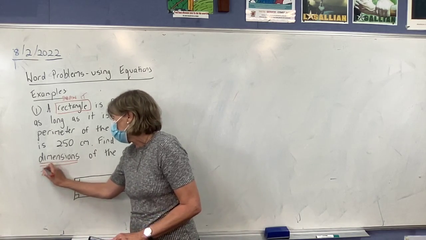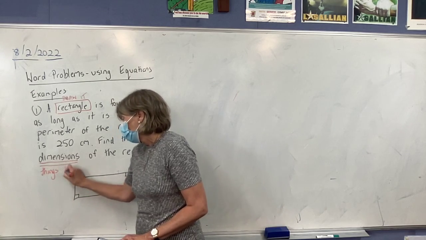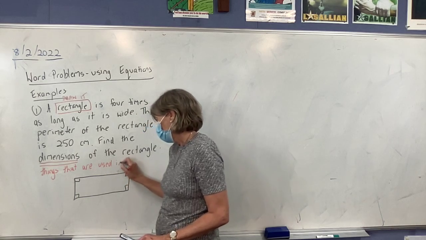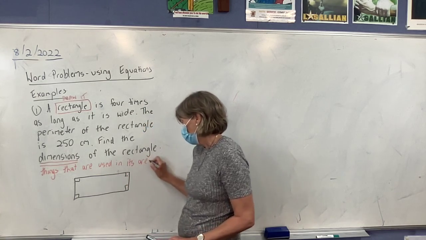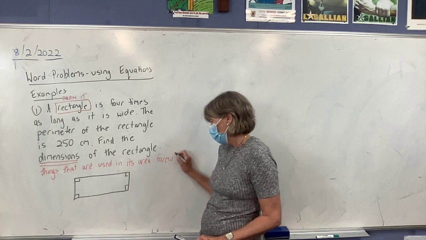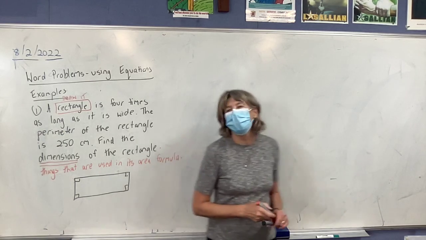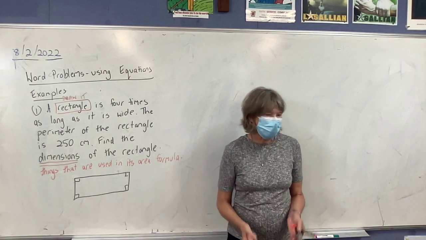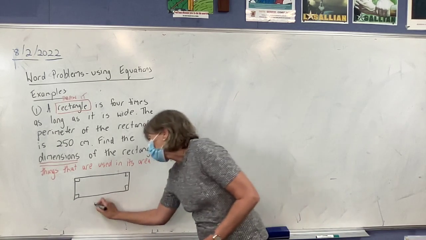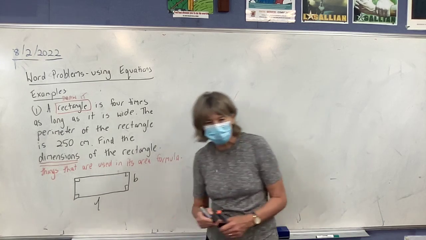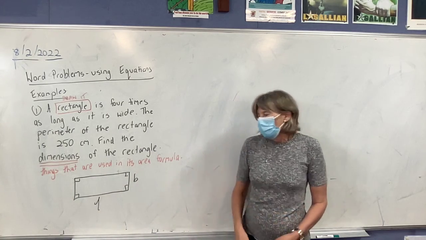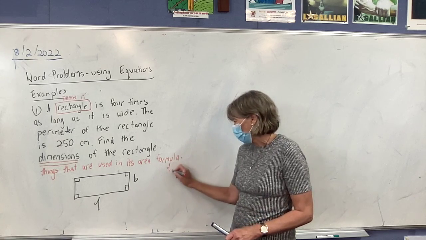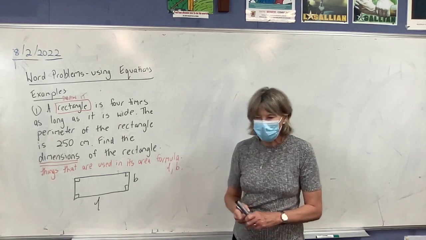So it's the things that are used in the area formula, in its area formula. Okay, so if you think of the area of a rectangle, it's length by breadth. They're the two things that are the dimensions, the length and the breadth. Okay, so we'll just put our length and our breadth on our shape. They're the two things we have to find. Okay, L and B, by the time we finish the question.